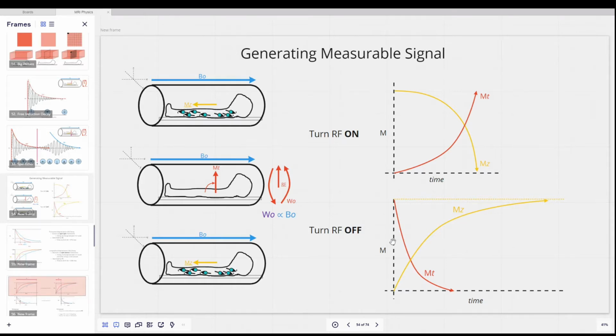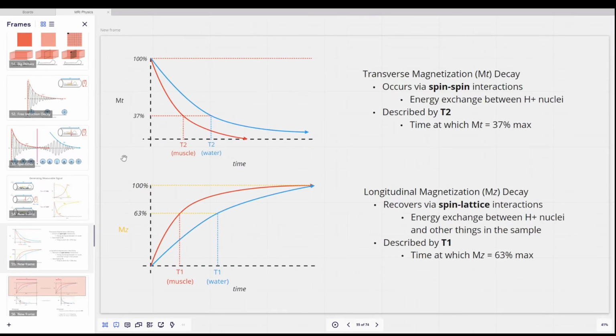But they do this at different rates, right? The next thing that we talked about was the fact that it takes different amounts of time for tissues to get rid of that energy that we've put into the system. We can use that to generate contrast in our signal. And we talked about how there are a couple of different mechanisms through which this occurs. Transverse magnetization decay, so up here, occurs via spin-spin interactions, right? Interactions between protons. And that's described by something called T2.